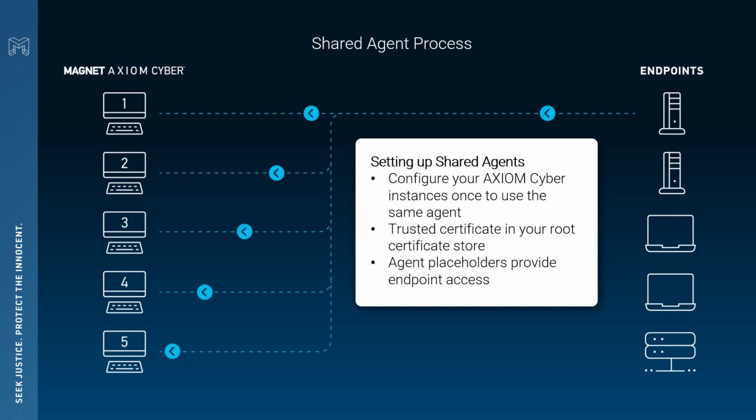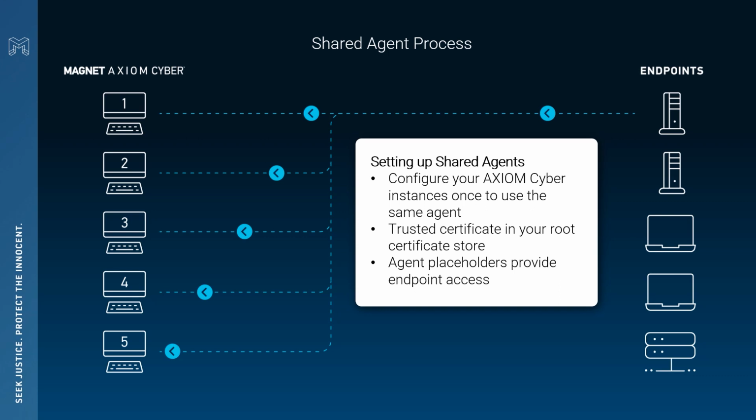Now, I want to give you a brief overview of setting this up. We're not going to go into those details, but we do have some blogs and some online KB articles that are going to help you through this process. So the first thing you want to keep in mind is that you'll need to configure your Axiom Cyber instances once to use that same agent. And once you have all of those Axiom Cyber machines configured, you're off to the races, and it's something you only need to do once. Those agents will automatically update down the road.